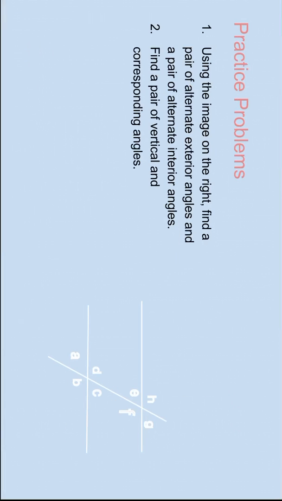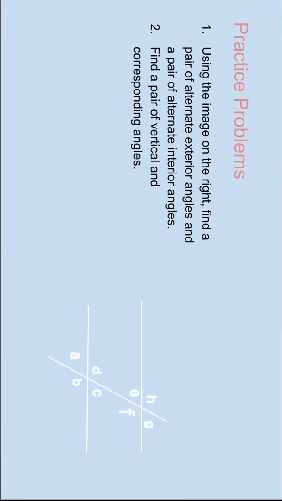Okay, practice problems. Using the image on the right, find a pair of alternate exterior angles and a pair of alternate interior angles. Okay, so we could say a pair of alternate exterior angles is A and G. We know this because they're on the outside of the two parallel lines and on opposite sides of the transversal. A pair of alternate interior angles would be C and E. We know this because they're on the inside of the two parallel lines but also on opposite sides of the transversal.